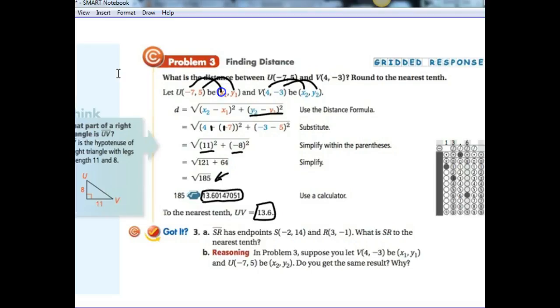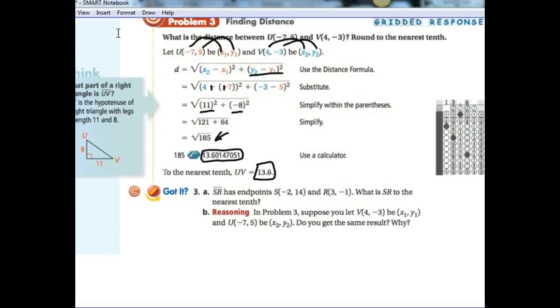Okay? Now, let's just do one together in the Got It section here. It says SR has endpoints of -2, 14 and 3, -1. Again, if we follow the distance formula, it's going to be the difference in the x's, and it doesn't matter. I usually choose the second one to be x2 and the first one to be x1. So x1, y1, x2, y2. I say this over and over, but it really does not matter.